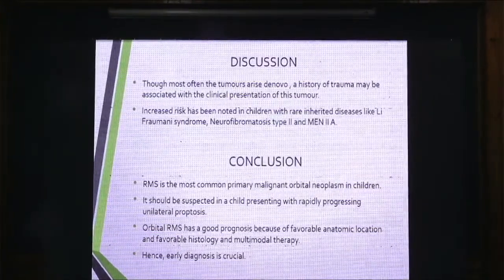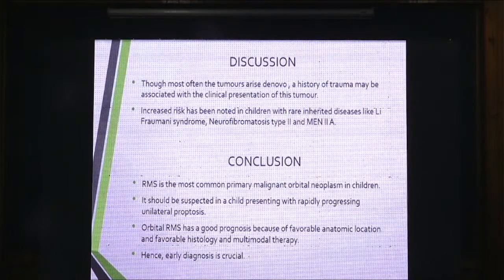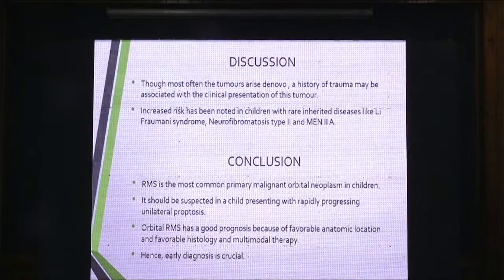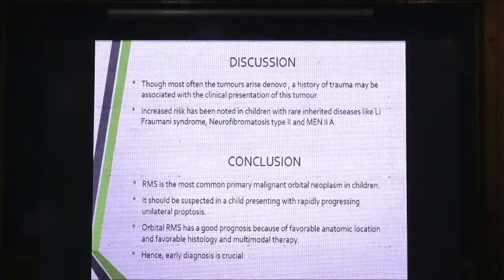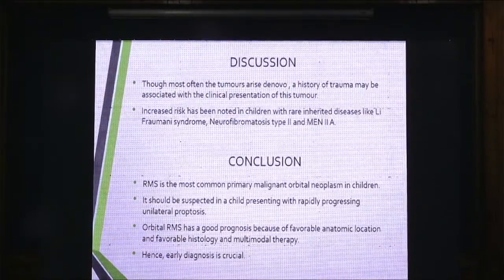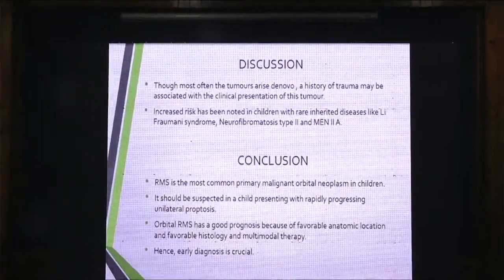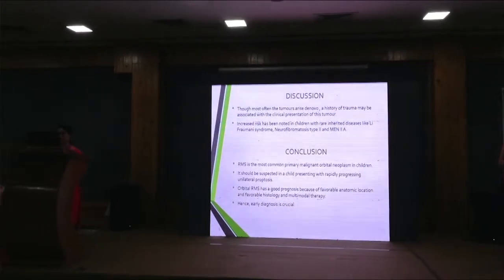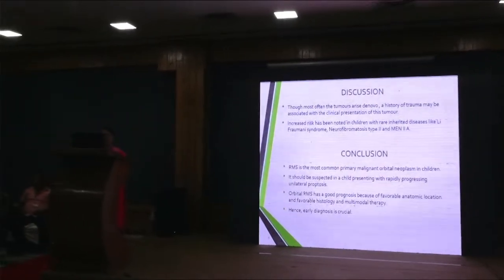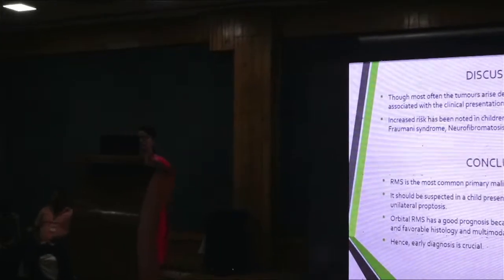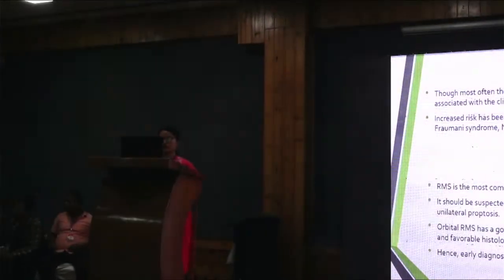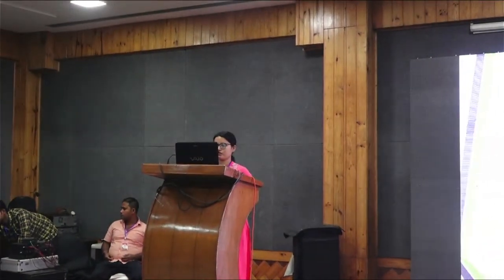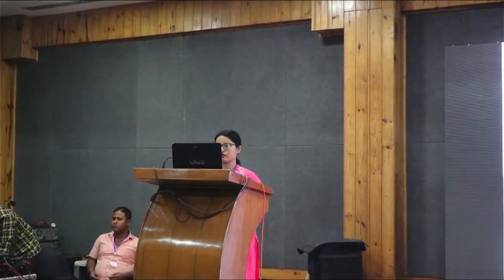In the discussion, though most often the tumors arise de novo, a history of trauma may be associated with the clinical presentation. An increased risk has been noted in children with rare inherited diseases like Li-Fraumeni syndrome, neurofibromatosis type 1, and MEN2A. So in conclusion, it is the most common primary malignant orbital neoplasm in children, so it is suspected in a child presenting with rapidly progressive unilateral proptosis, and it has a good prognosis because of favorable anatomic location and histology and multimodal therapy. Hence, early diagnosis is very, very crucial. Thank you so much.